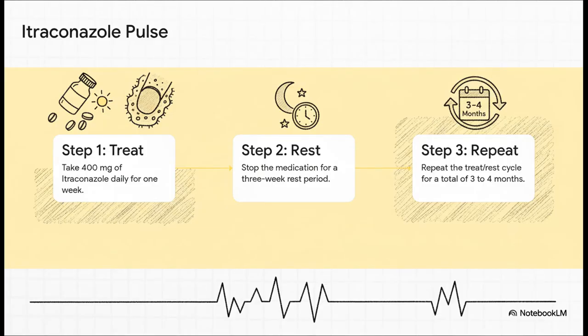So let's just clarify that itraconazole pulse therapy, because it's a more complex regimen you really need to understand. It involves taking a higher dose, 400 milligrams daily, but only for 1 week. Then the patient stops the medication completely for a 3-week rest period. This cycle of 1 week on, 3 weeks off gets repeated for 3 to 4 months. The whole idea is to maximize efficacy while minimizing that systemic exposure.